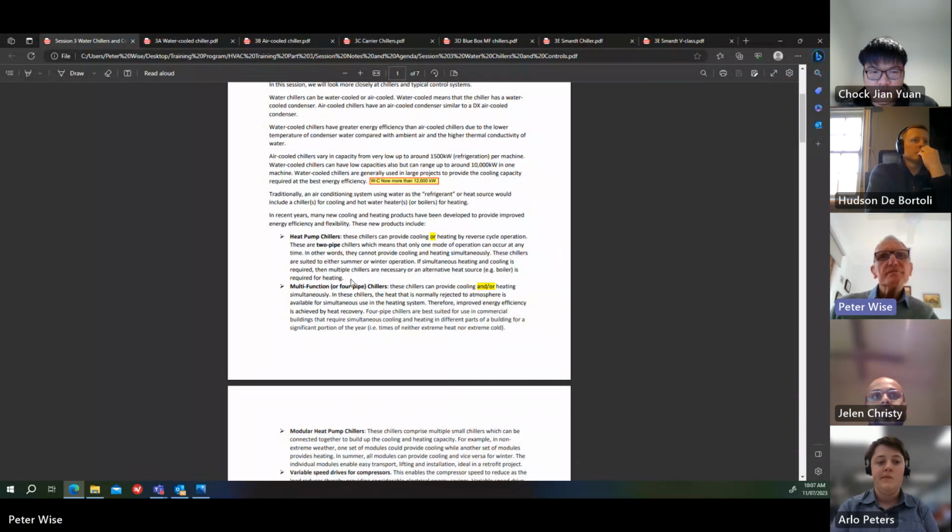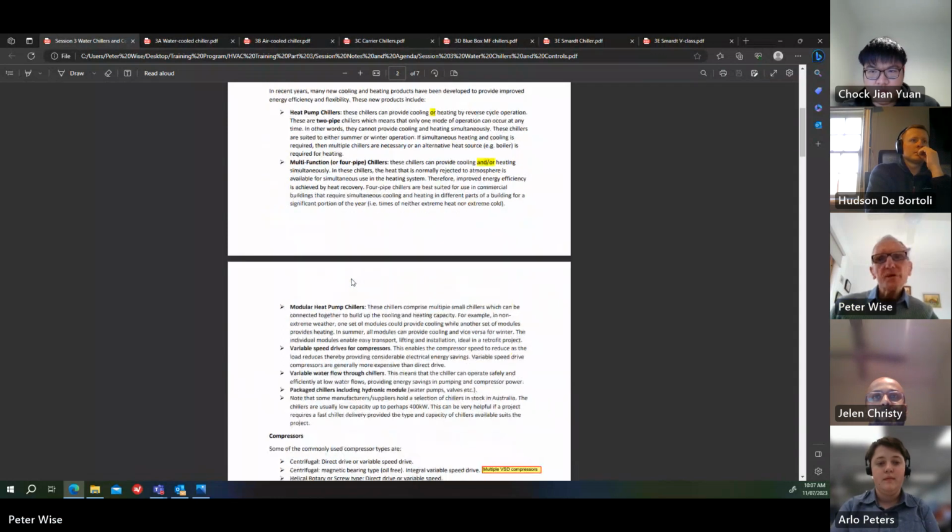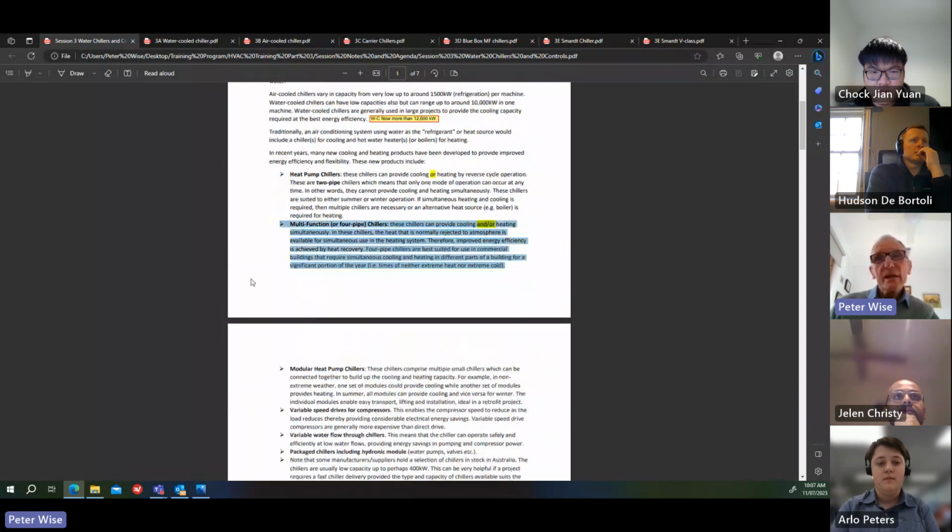Multi-function chillers, I'll highlight that, or 4-pipe chillers. These chillers can provide cooling and/or heating simultaneously, so that one machine can give you both. It's got 4 pipes. You've got a cooling side and a heating side. You can have full cooling, full heating, or somewhere in between where you get some cooling and some heating, depending on what you need in the system.